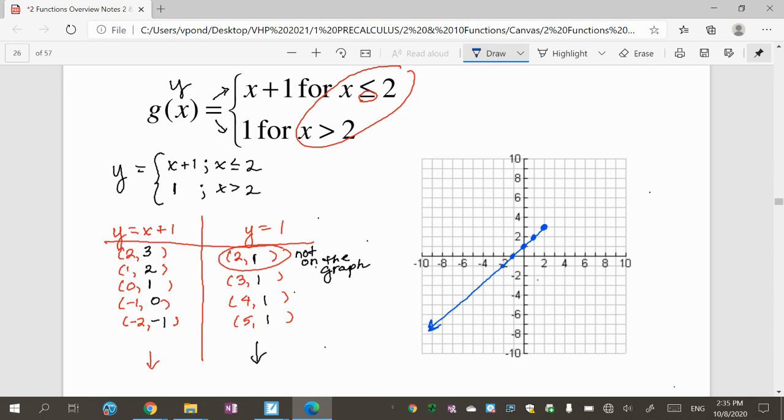So you always graph left to right, top down. So this top piece is always on the left. This part is on the right. Usually how it's set up.